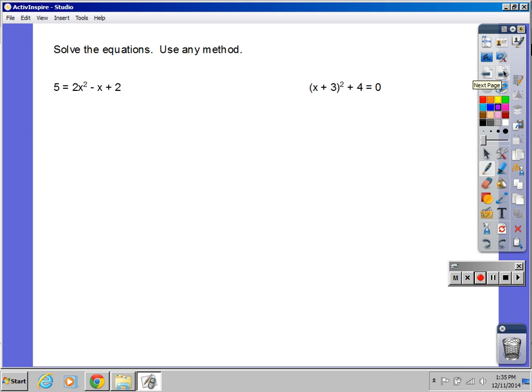Next, I have solve the equations, use any method. So the first equation over here is quadratic. Typically, that means anytime I have x squared and x's in the same equation, I want to set it equal to 0. So I'm going to subtract 5 from each side. And that's going to give me 0 equals 2x squared minus x minus 3. Sorry about that.